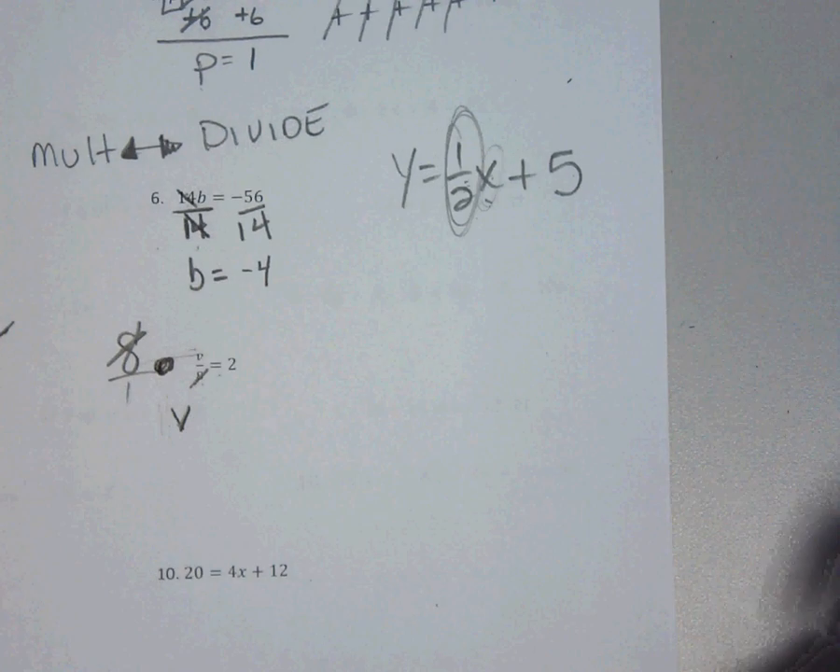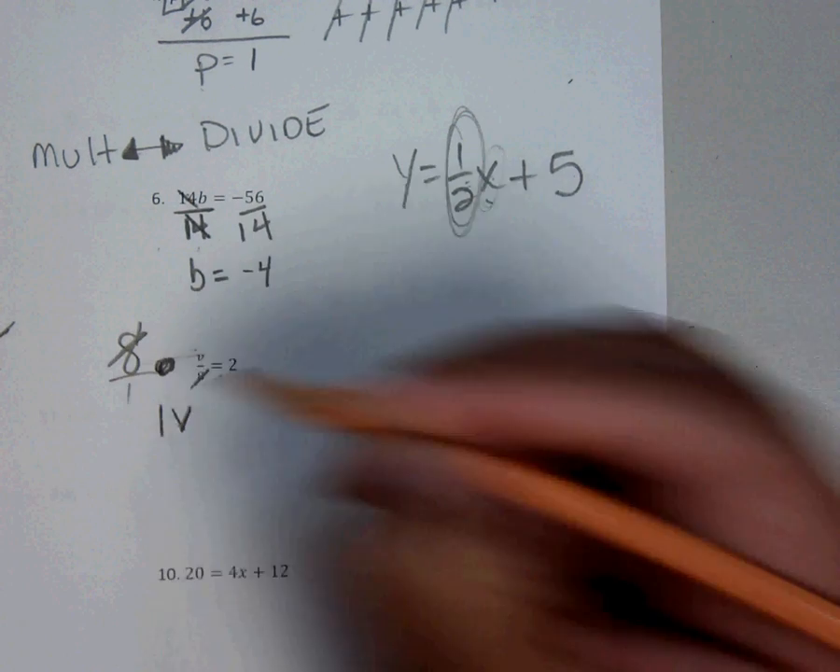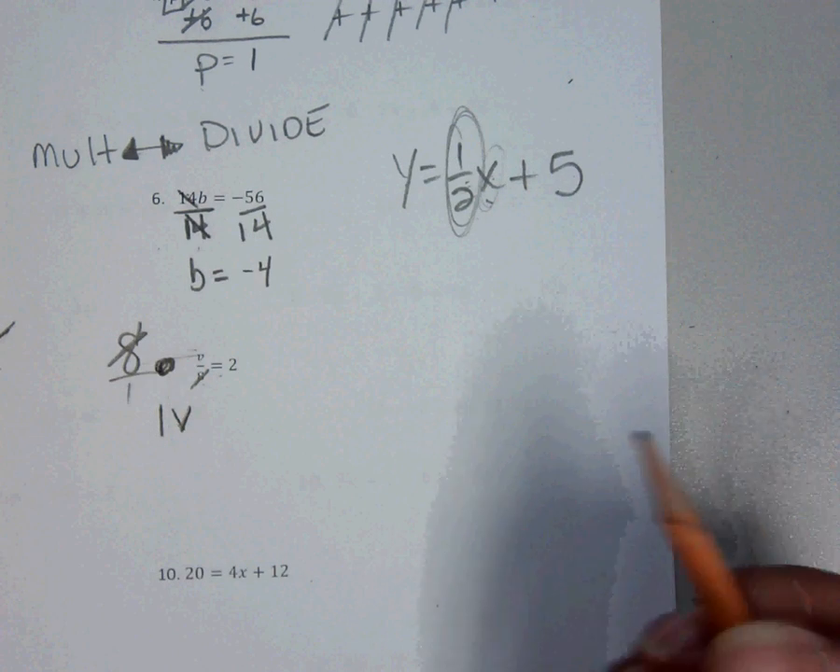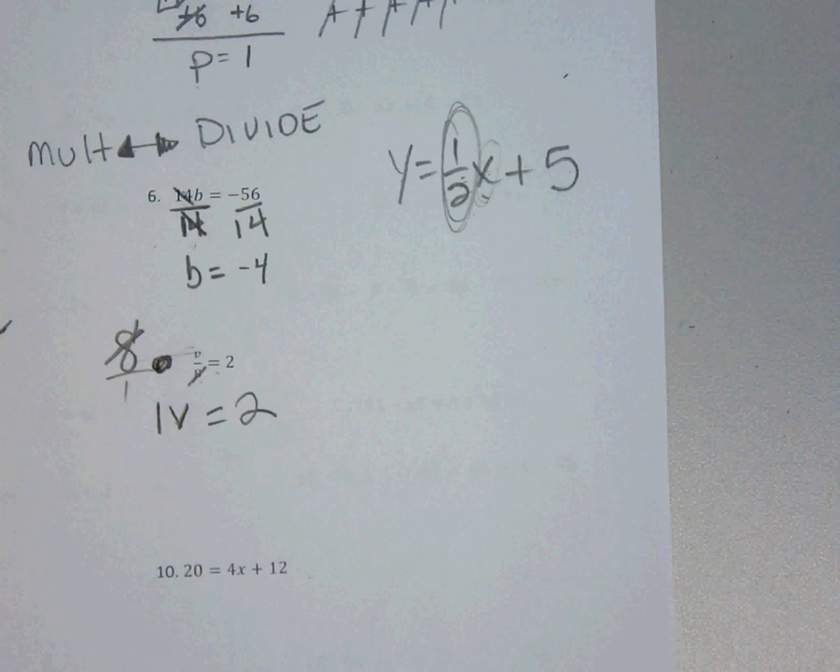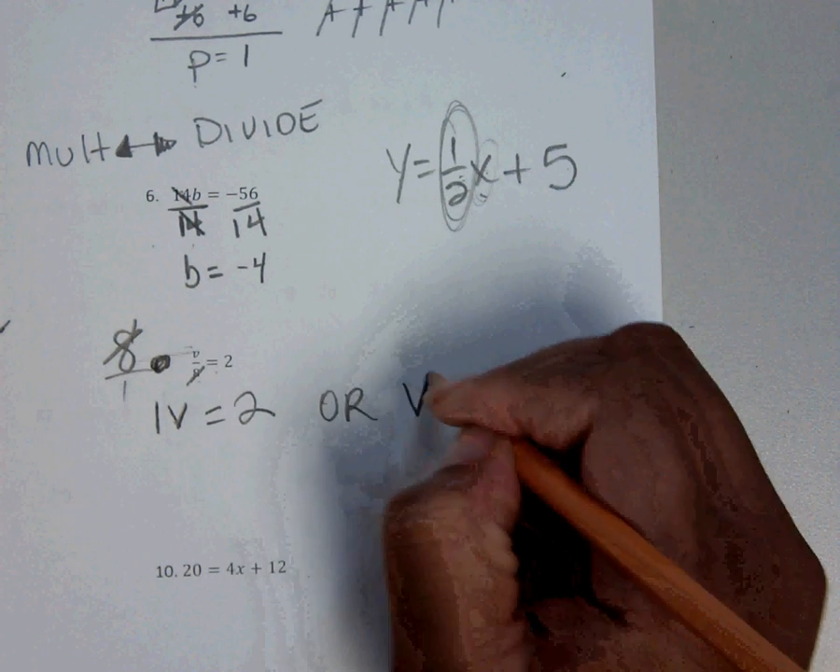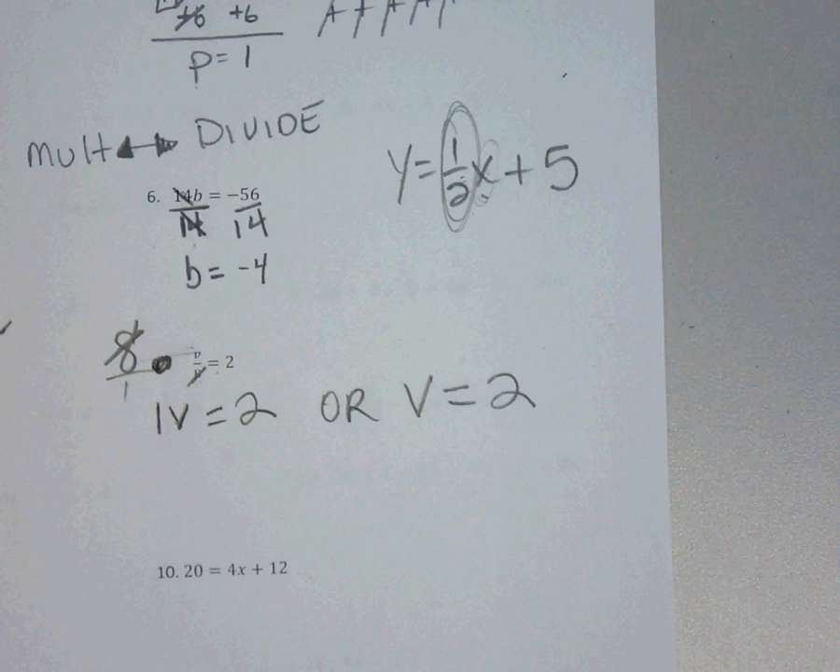So V is isolated if you have a 1 next to it. Don't feel like you have to get rid of that. And that equals 2. So you can write it like that or like this. It is the same thing.